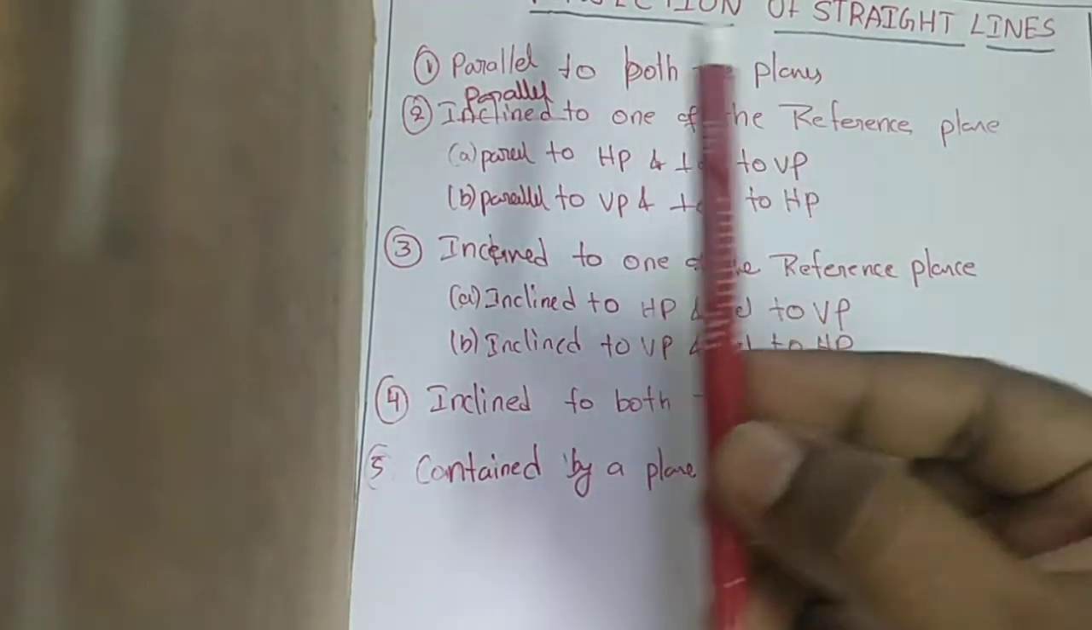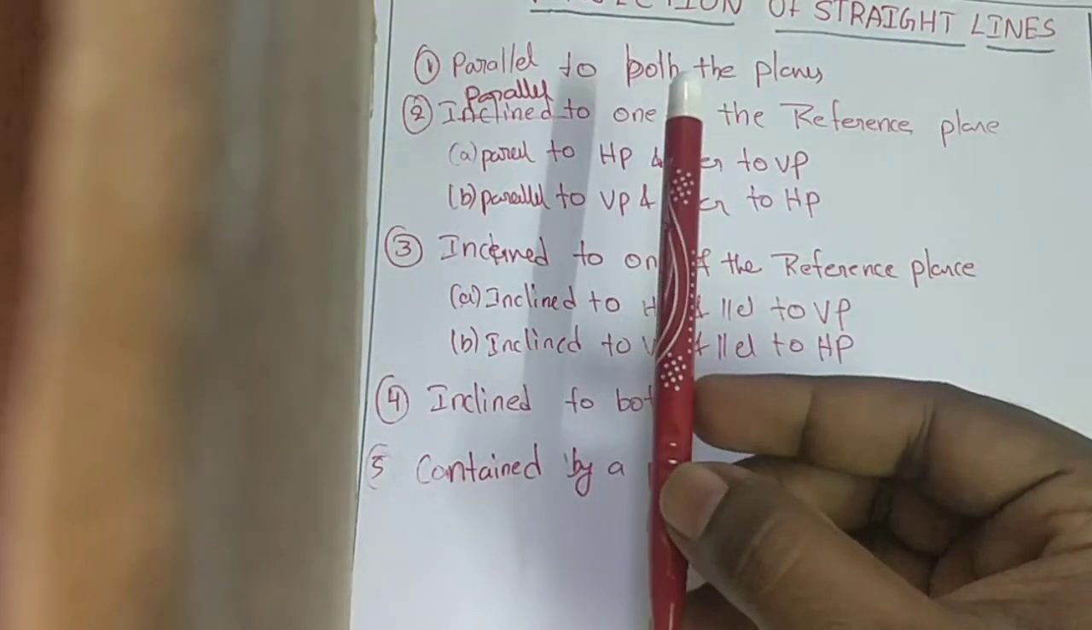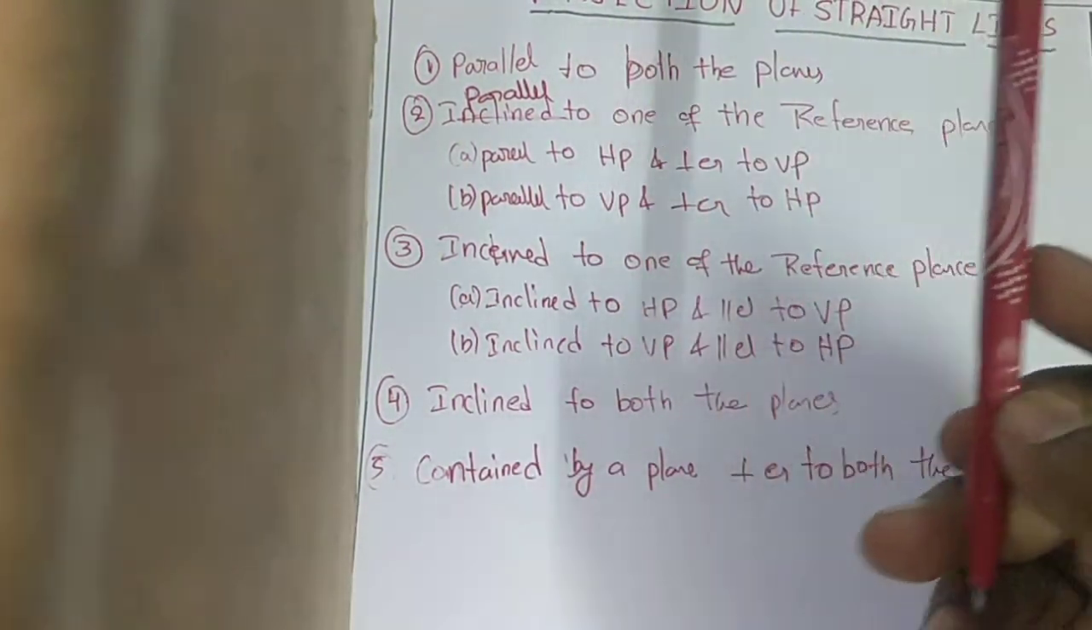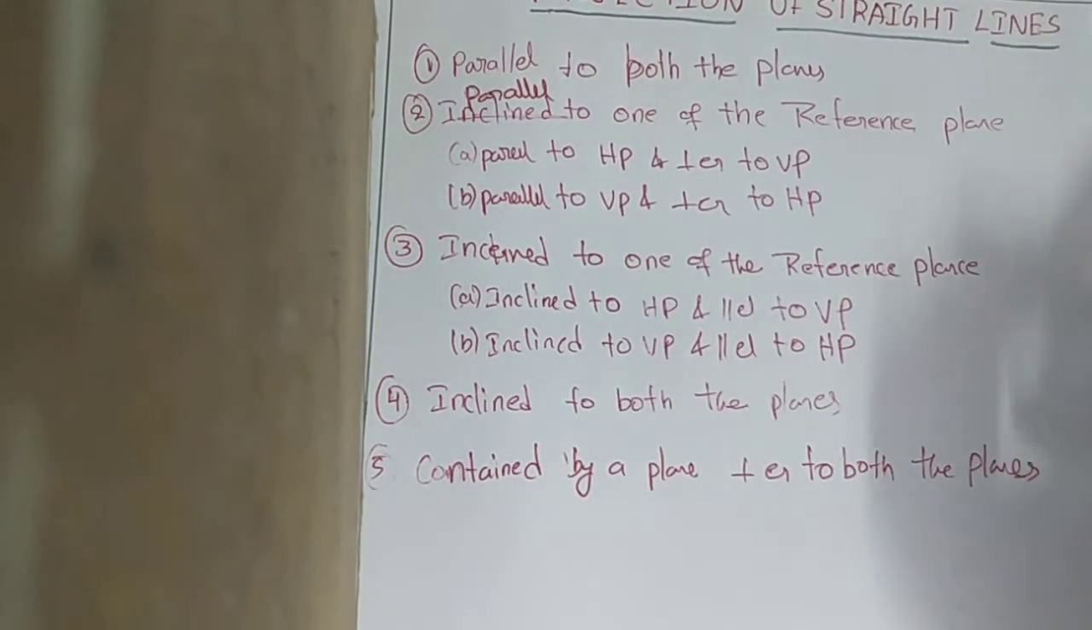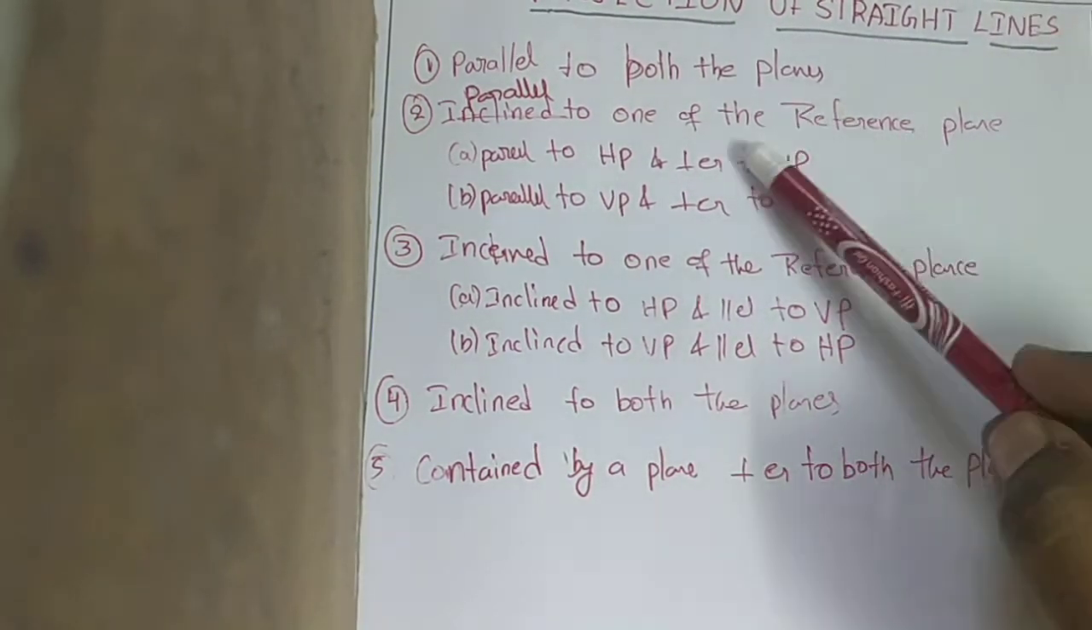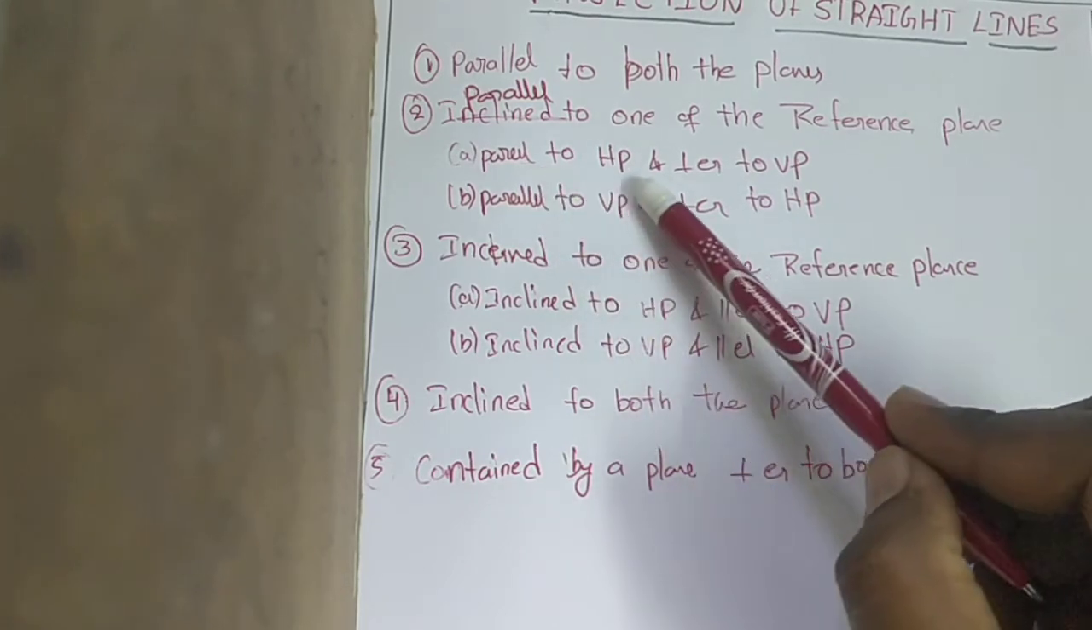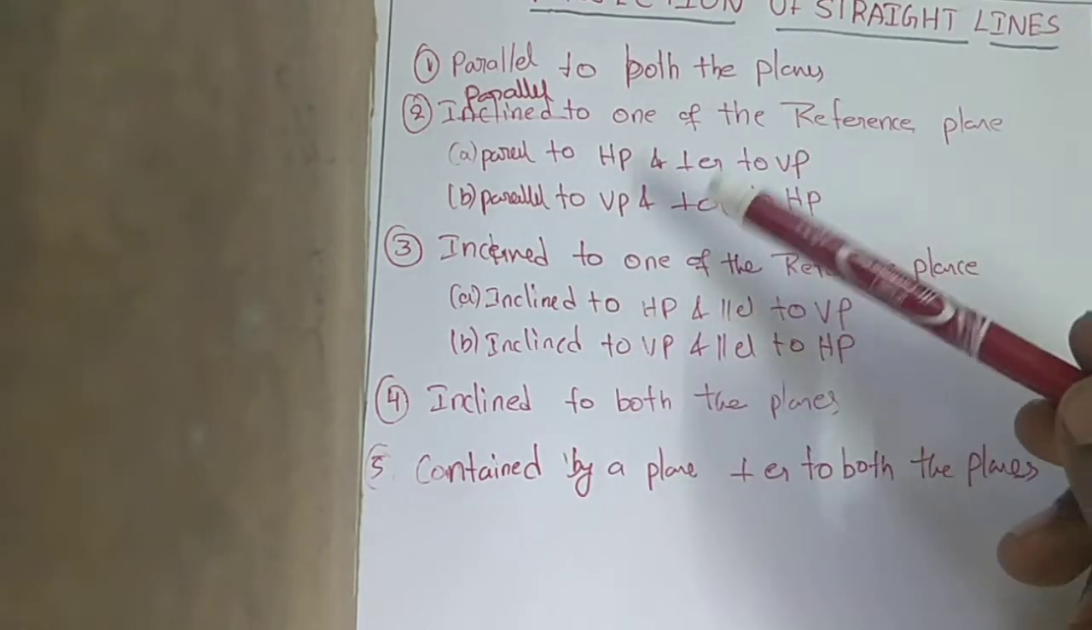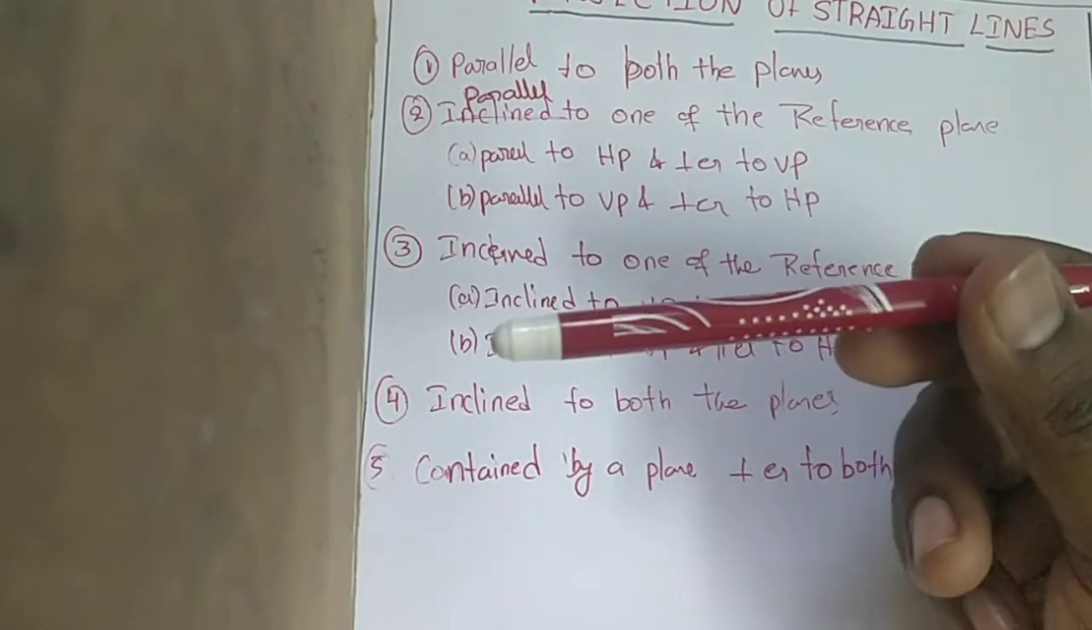It is parallel to both the reference planes. Okay. Next, second condition, parallel to one of the reference planes. In this condition, the first case is parallel to HP and perpendicular to VP. Suppose I place this object like this.